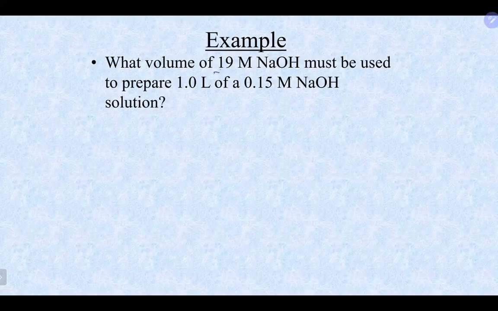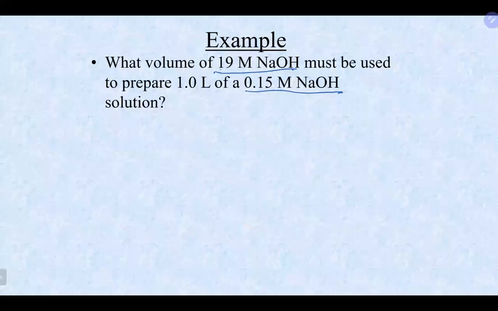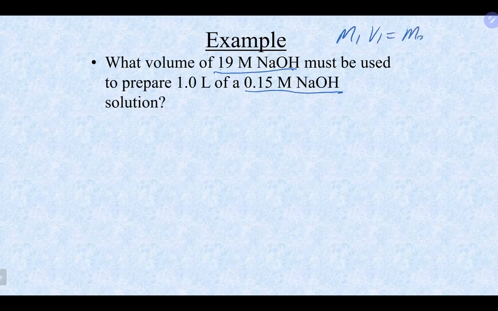We're starting with 19 molar sodium hydroxide. We're ending with 0.15 molar sodium hydroxide. There's no other reagent or anything there. So we're basically just going to be adding some water here to dilute it down. So that definitely is our M1V1 equals M2V2 situation. M1 would be our 19 molar. V1 we don't have, so that's what we're looking for. Our new concentration is 0.15 molar, and our new volume is going to be 1 liter.